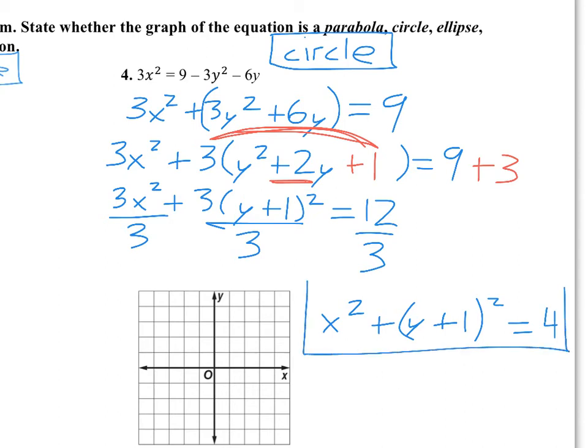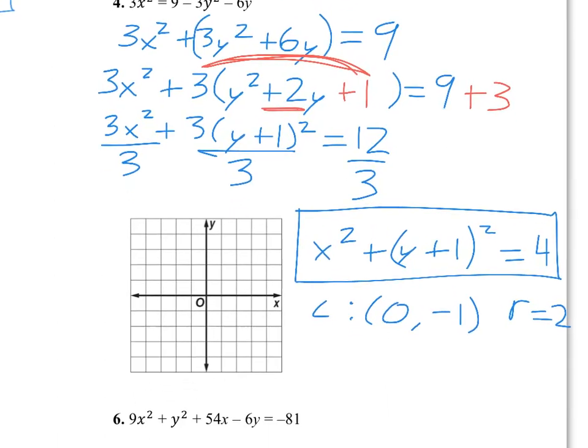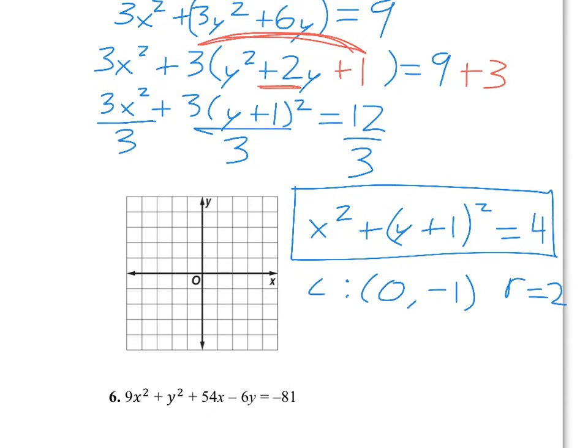So there's standard form of the circle, and we just need the center and the radius, so we could graph it. Center is 0, comma negative 1. The x doesn't have parentheses, so the coordinate's going to be 0, and we do the opposite of plus 1 for the y. The radius equals the square root of 4, so that's 2. Zero, negative 1 is down here, and we go 2 units up, down, left, and right.